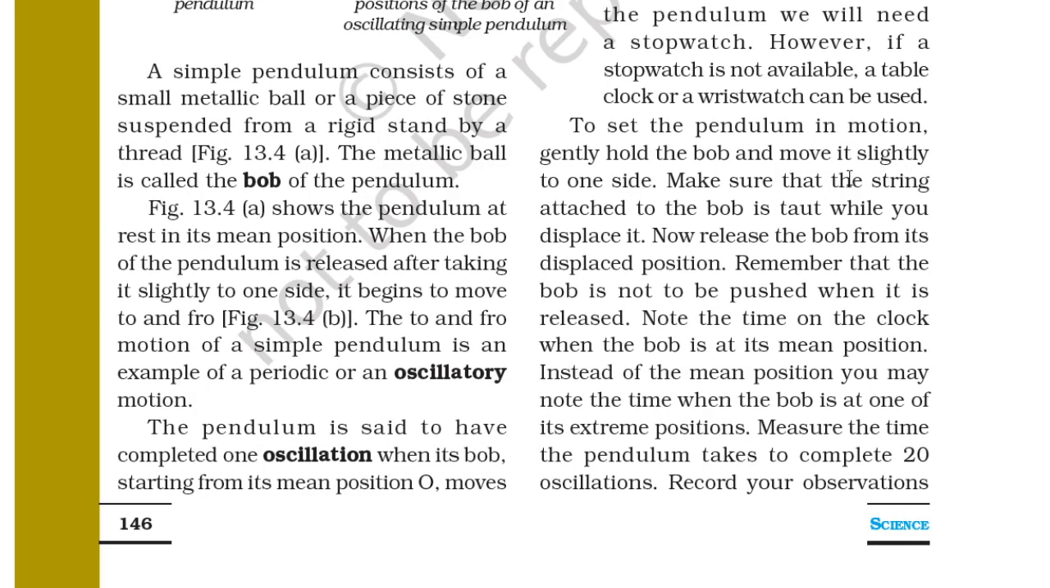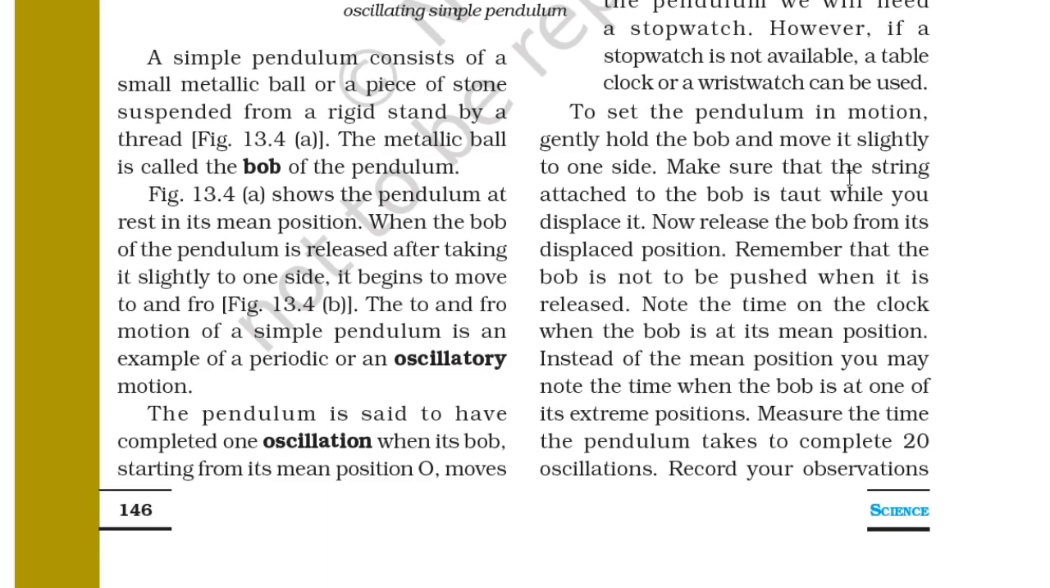Now release the bob from its displaced position. Remember that the bob is not to be pushed when it is released. Note the time on the clock when the bob is at its mean position. Instead of the mean position, you may note the time when the bob is at one of its extreme positions. Measure the time the pendulum takes to record 20 oscillations.